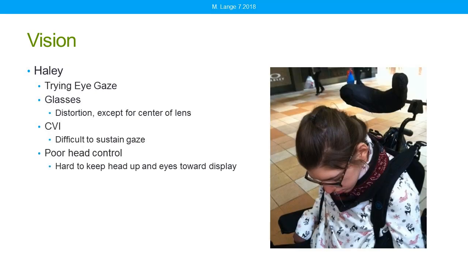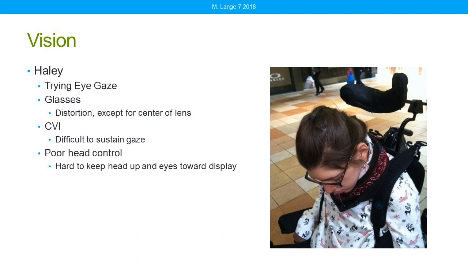This is Haley, and Haley was trying out eye gaze. One of the challenges we had is this was her usual head position, so we definitely made some changes to her seating and her head support to try to encourage a more upright position. She has quite a strong prescription in her glasses, and it led to a lot of distortion in the lens except for the very center of the lens, and that made calibrating the eye gaze unsuccessful.